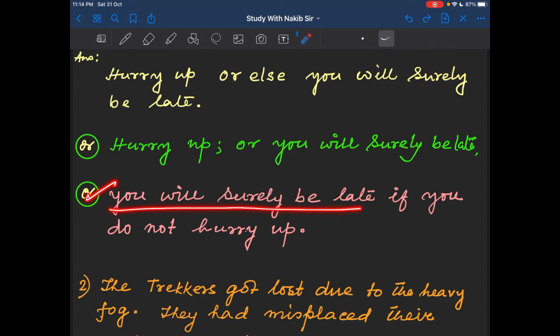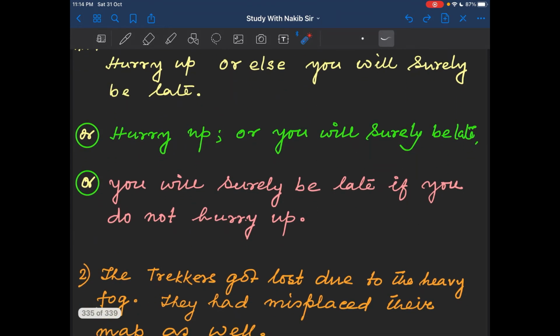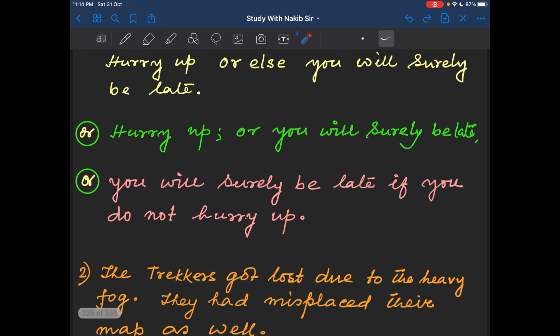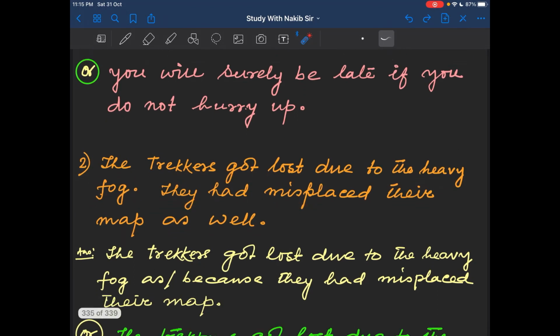You will surely be late if you do not hurry up. So you can combine these two sentences this way or this way or this way. There are three alternatives. You can choose any one you like. Now come to the next question, that means question number 2. The trekkers got lost due to the heavy fog. They had misplaced their map as well.